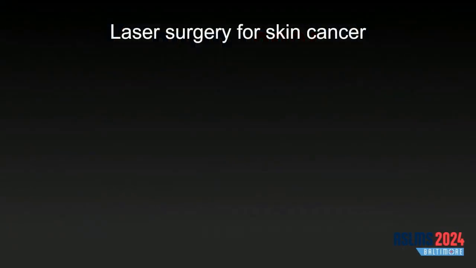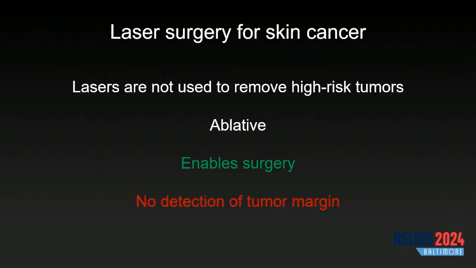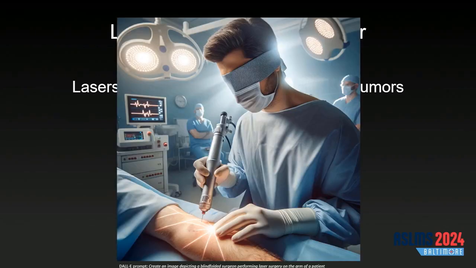So, laser surgery. Lasers are not used for high-risk tumors, and that's because they ablate the tissue. So really what we want, if we want to treat high-risk tumors, is to know what did we ablate. Ablation is really good because it enables us to do the surgery, but we cannot really detect what was in the ablated tissue. So this is an AI-generated image of a surgeon that's blindfolded, and really what we want to do is take the blindfolds off of this guy.